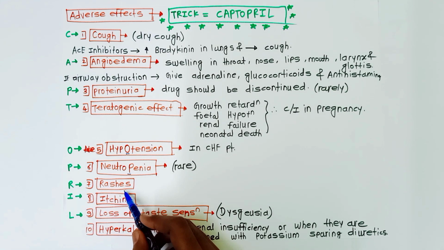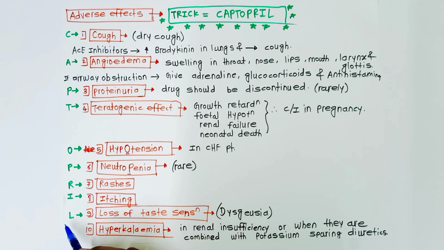Then R for rashes, I for itching, L for loss of taste sensation, which is also called dysgeusia. Okay. And last adverse effect, which I didn't mention in the trick, is hyperkalemia. This occurs in renal insufficiency patients, or when they are combined with potassium sparing agents. It causes hyperkalemia.